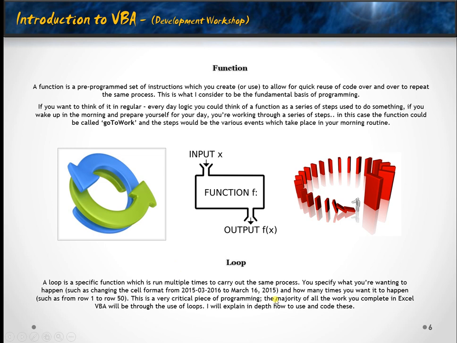The majority of the work you complete in Excel will be use of loops, and I'll explain how to use it and how to code these in a little while, probably in the next module. Suffice it to say, a loop will take you through repeated code a whole bunch of times. If you think of this little guy here knocking these dominoes down, by the time he gets back to the start, it's standing up again and knocks them all down again, etc. The reason for this is because a lot of the time in Excel you want something to happen many times, not just a single time. It's as easy as that.